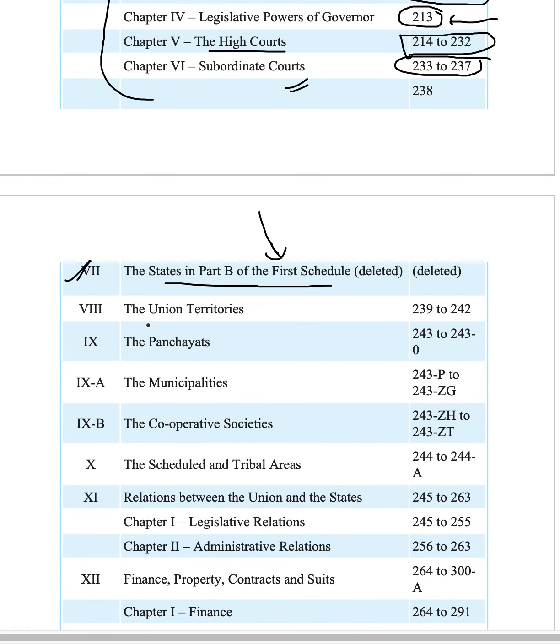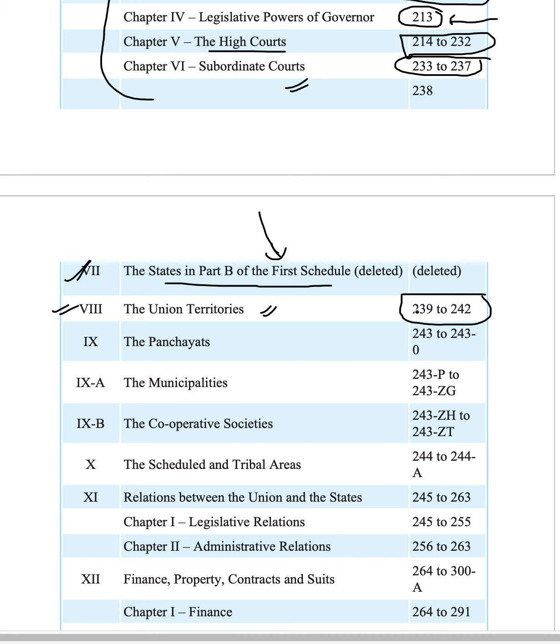Then the next part is part 8, that is the union territories. It has been covered from Article 239 to 242. You know that this Article 239 mostly covers Delhi and the provisions related to it. So even there was a tussle between the rights of the Chief Minister of Delhi as well as the governor.